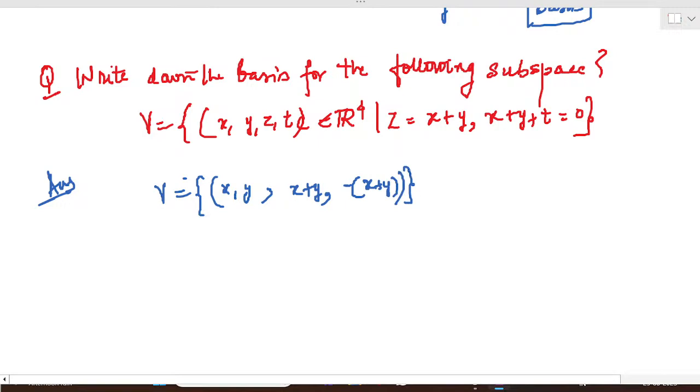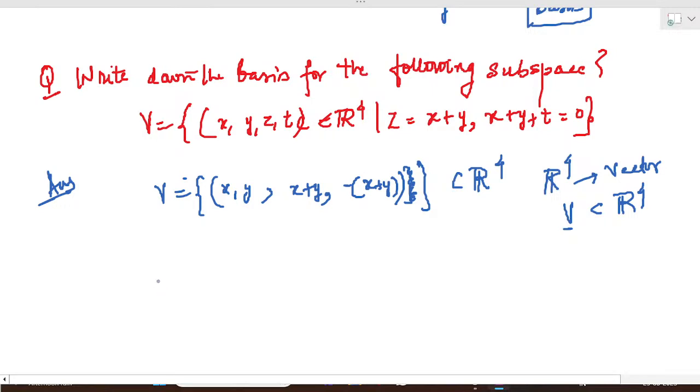This entire thing is a subset of R power 4. I know that R power 4, or R4, is a vector space, and clearly this V is a subset of R4. So this is a subspace, and we want to identify the basis for it.